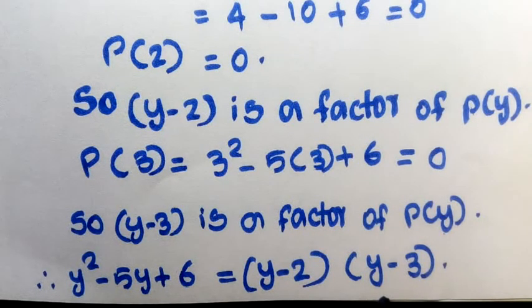So we used the factor theorem and we got the factors of y square minus 5y plus 6 are y minus 2 and y minus 3. We have one easiest method to factorize quadratic polynomials. That is splitting the middle term method. We will discuss that method in the next class.